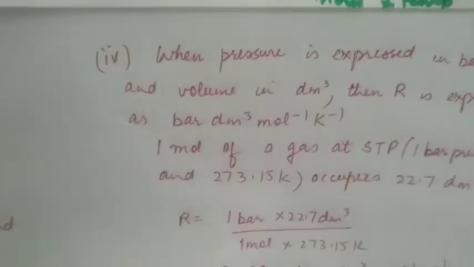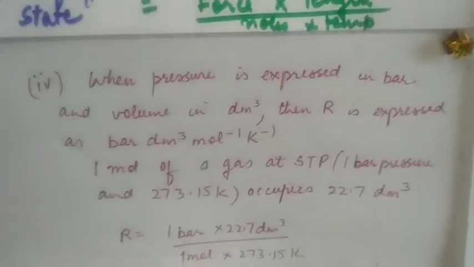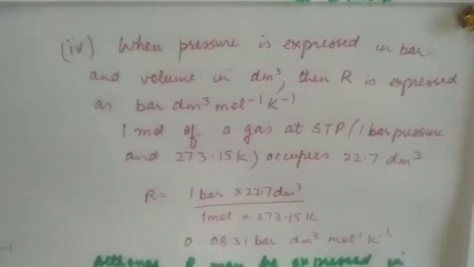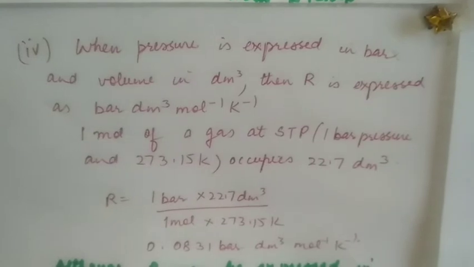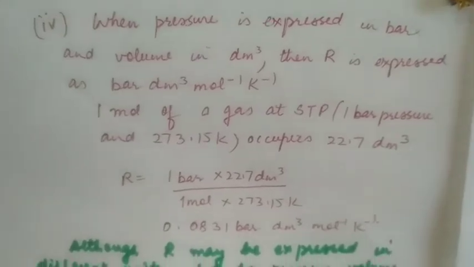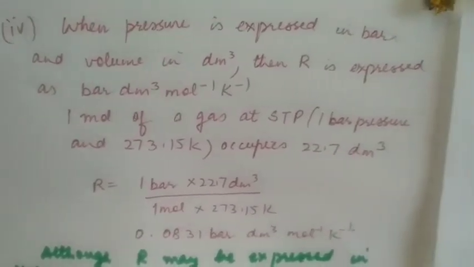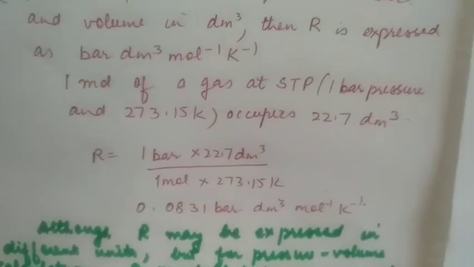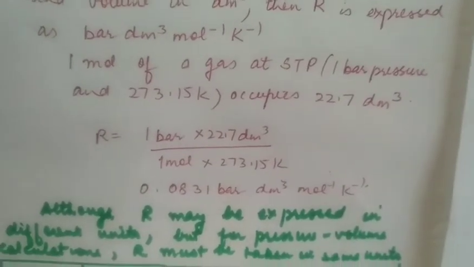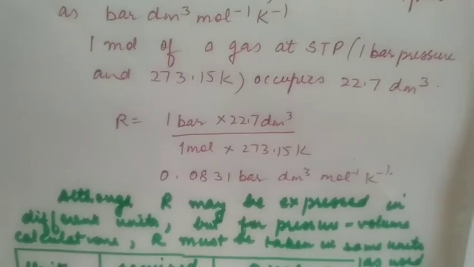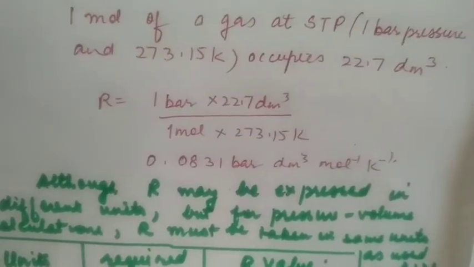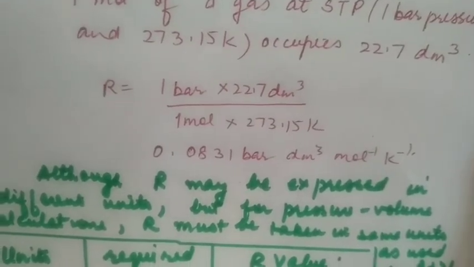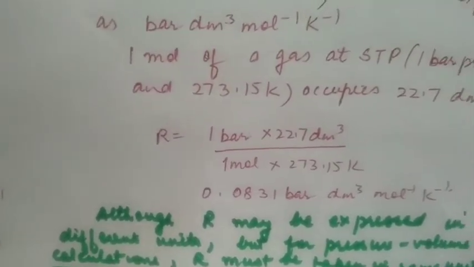Fourth condition, when pressure is expressed in bar and volume in decimeter cube, then R will be expressed in bar decimeter cube per mole per Kelvin. Now 1 mole of a gas at STP, that is 1 bar pressure and 273.15 Kelvin, will occupy 22.7 decimeter cube. So substituting this value, the value of R comes out to be 0.0831 bar decimeter cube mole inverse Kelvin inverse.